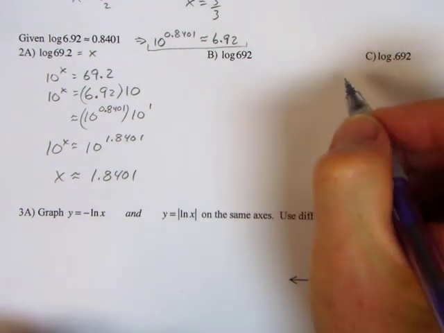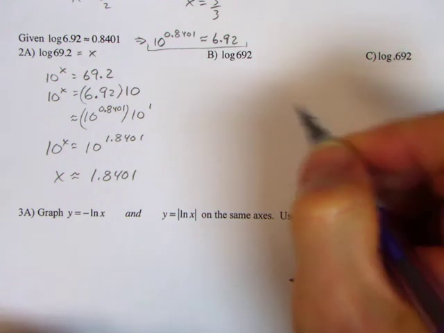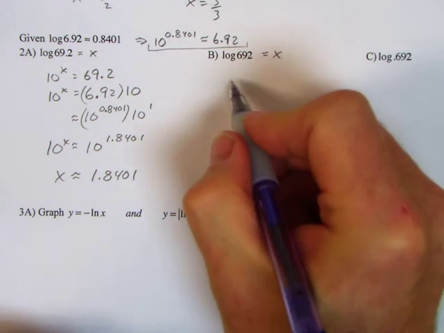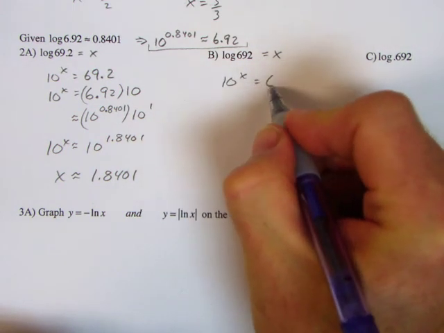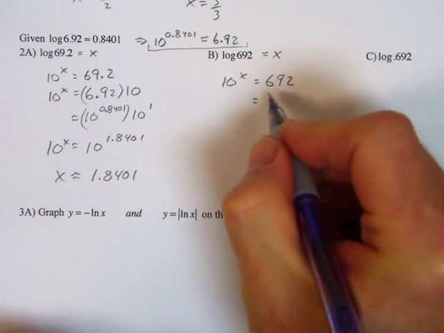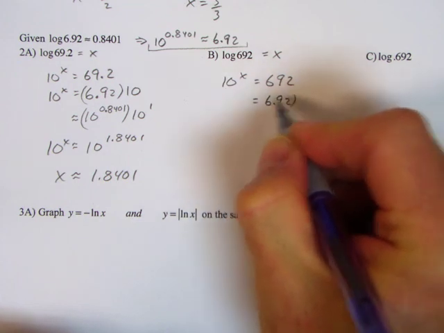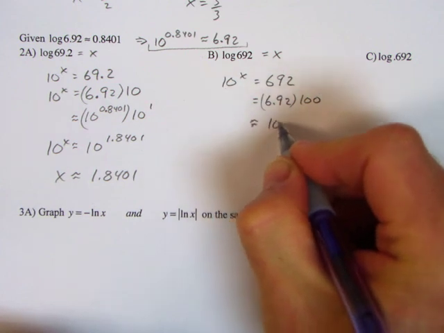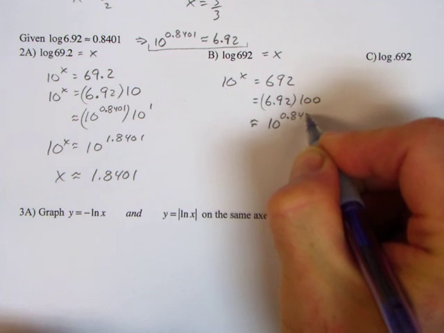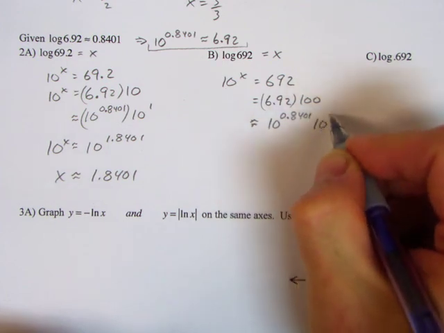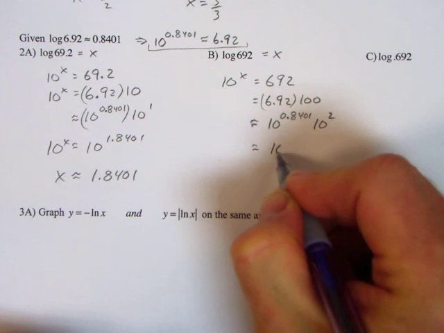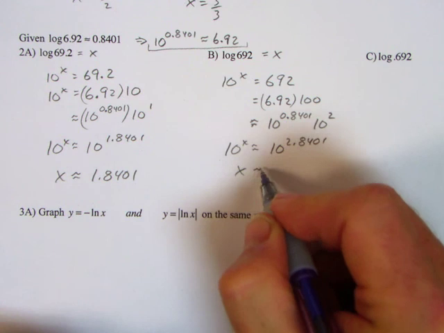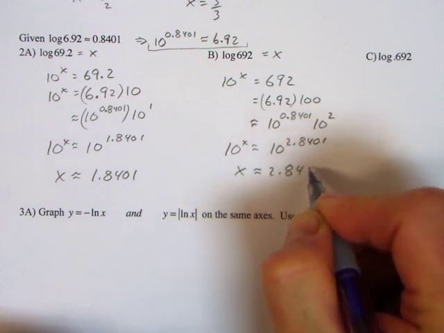Try to do B and C on your own, and then take a look. Pause it, and then come back. All right, we're going to set it equal to x. We'll have 10 to the x equals 692. That is 6.92 times 100. And we have 6.92 is 10 to the 0.8401. And then 100 would be 10 squared. So we have 10 to the 2.8401 equals 10 to the x. So therefore, x is 2.8401.